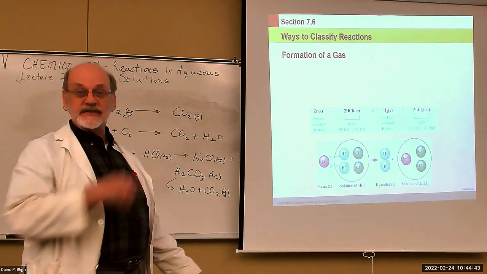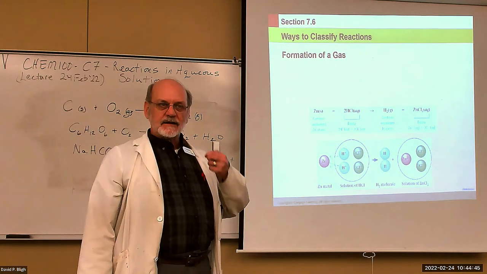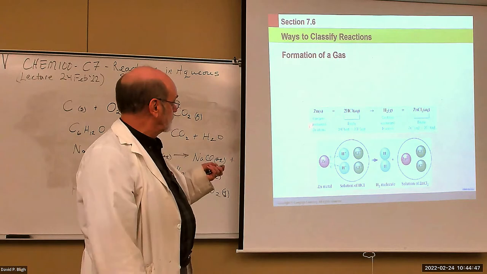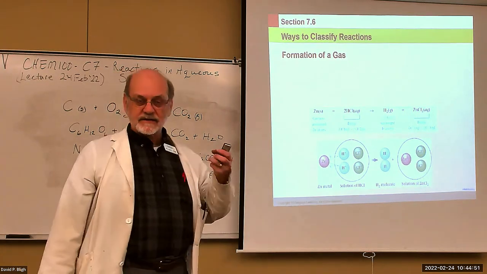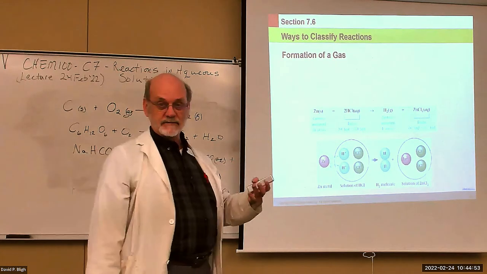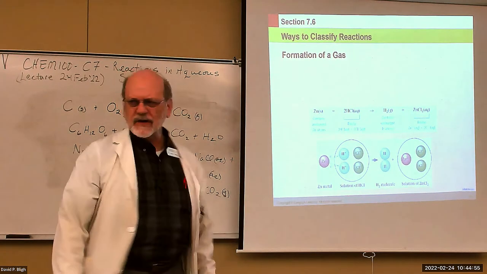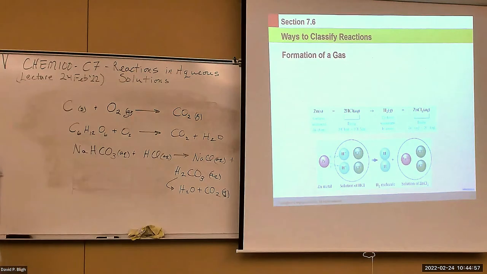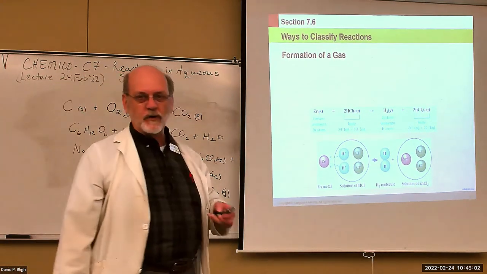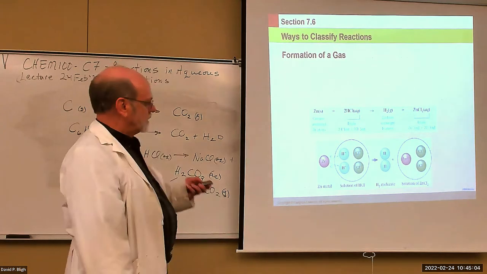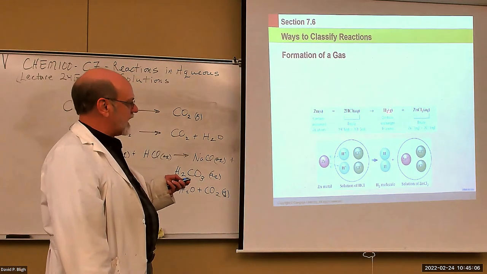Here's another example. Zinc metal and hydrofluoric acid combine to form hydrogen gas and zinc 2 chloride. Let's see, do I need to say zinc 2? No, zinc chloride is plenty because zinc only forms a 2 plus ion. Zinc chloride and hydrogen gas.